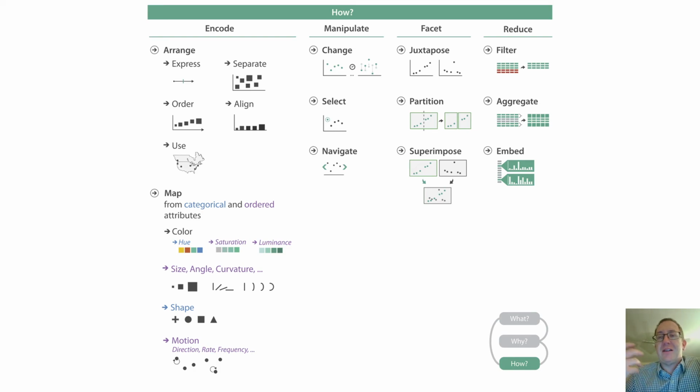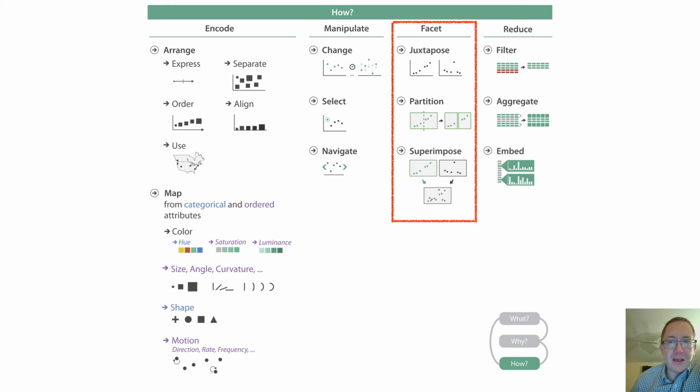Most things are not necessarily visible in one go, or not perceivable or comprehensible in one go. So you need to see it from multiple different vantage points, multiple different viewpoints. That's what faceting is all about. So that's what we're going to be looking at today.